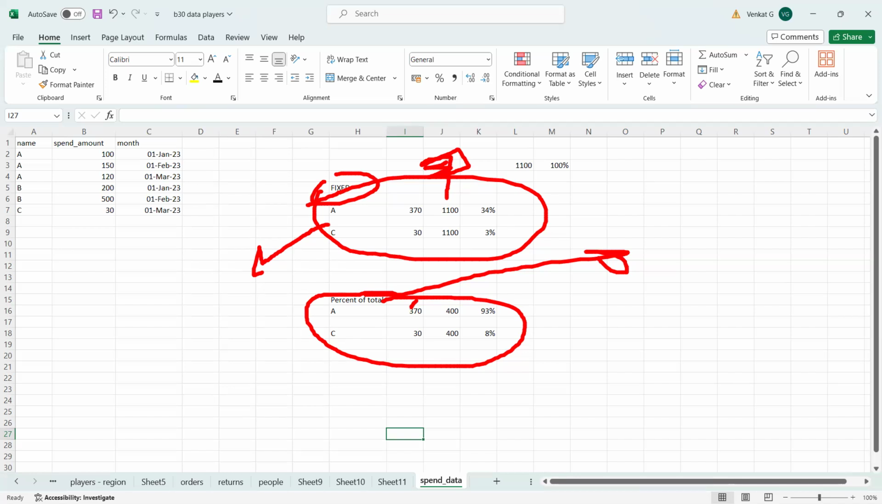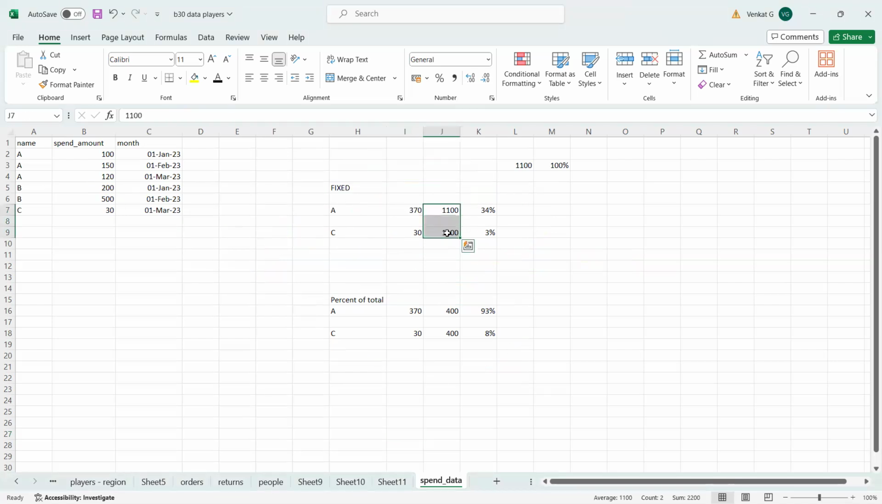Okay. So what the fixed LOD is doing is, even though we remove person B here, it is still calculating person B's total in this total here. What is the total for person B? 200 plus 500, 700, right? So 400 plus 700, that becomes 1100. So even though you filter the data, the total remains the same here. If you want to achieve this type of requirement in real time, we have to go for a fixed LOD.